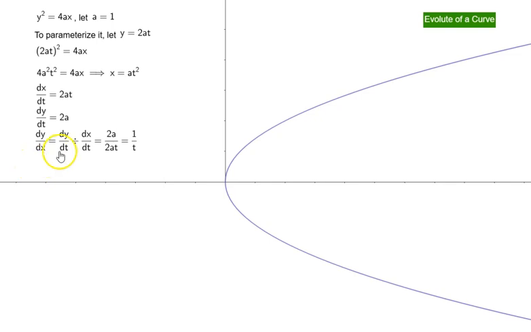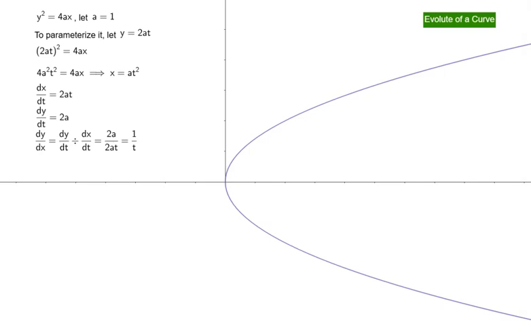So dy by dx is equal to dy by dt divided by dx by dt. When we convert this into multiplication, we will get dt by dx. dt gets cancelled, we end up with dy by dx. So here dy by dt is 2a and dx by dt is 2at, so we have 2a by 2at, which gives us 1 by t.